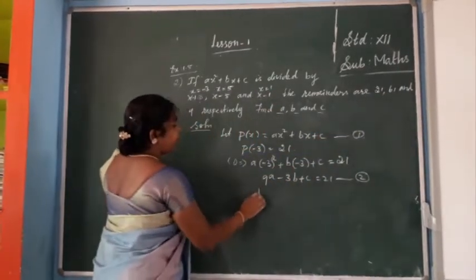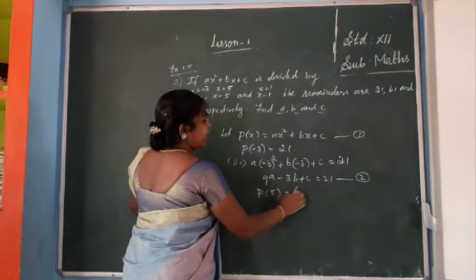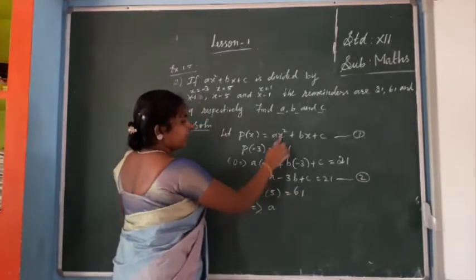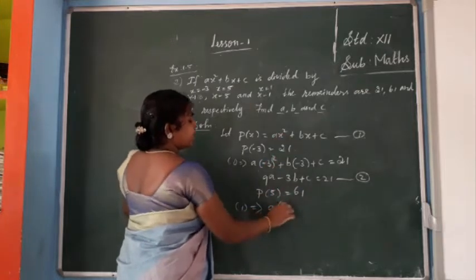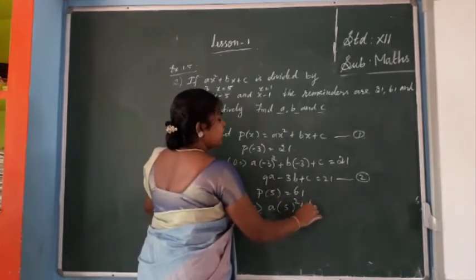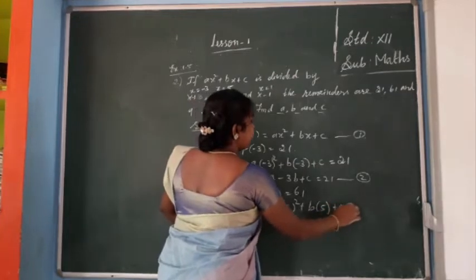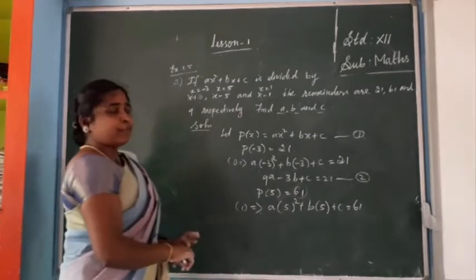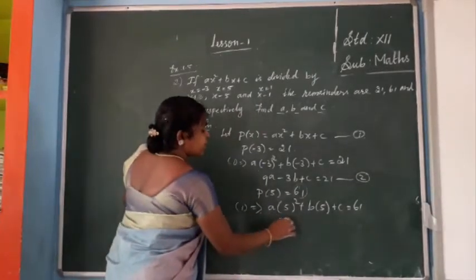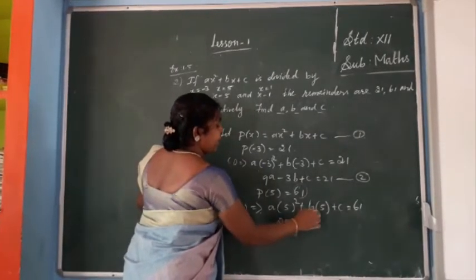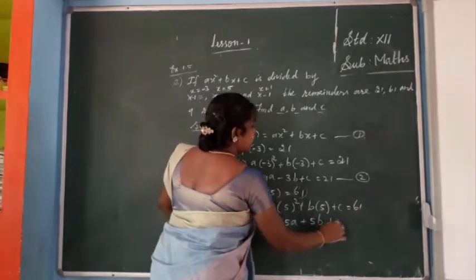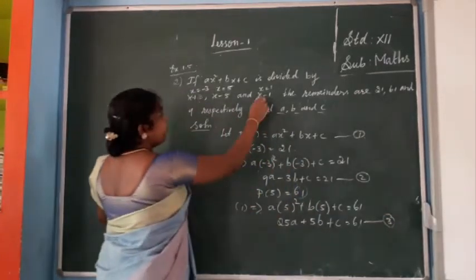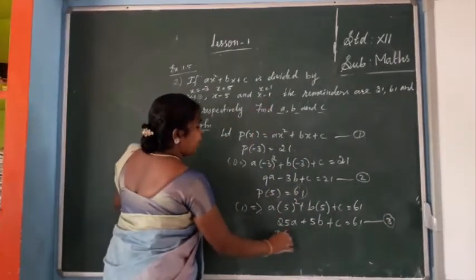Next, when x equal to 5, that means P of 5 equal to 61. So I have to substitute a into 5 square plus b into 5 plus c equal to 61. Now 5 square, 5 into 5, is 25. So 25a plus 5b plus c equal to 61. This is equation 3.